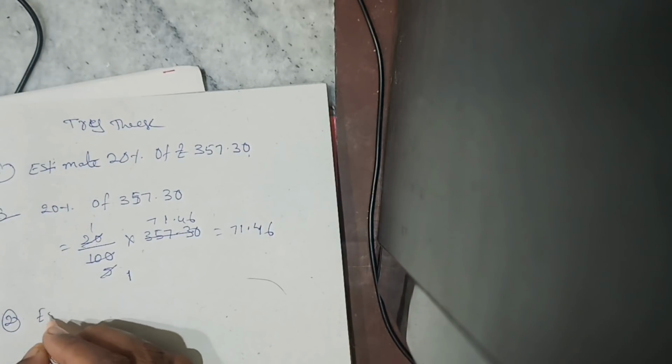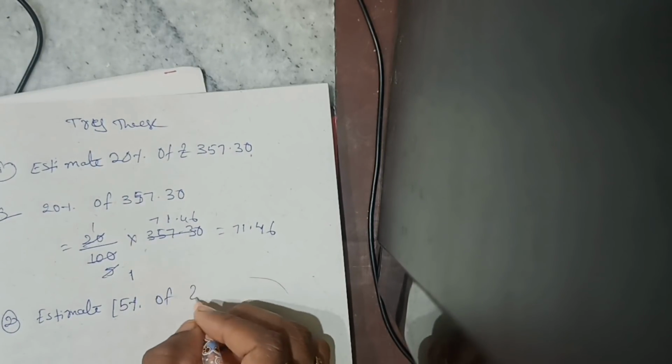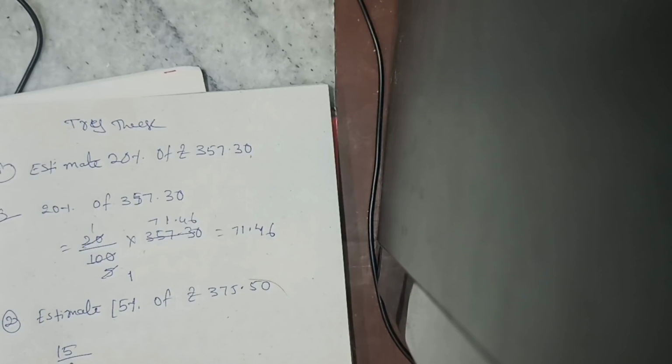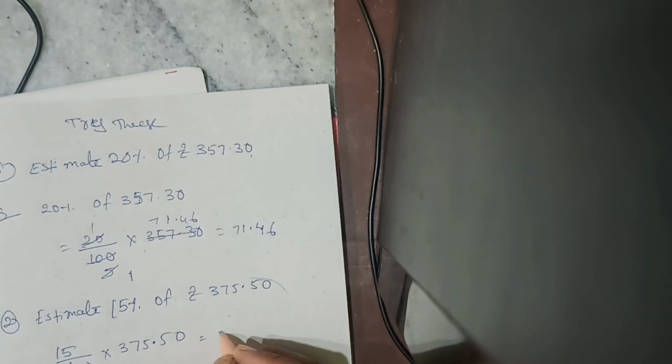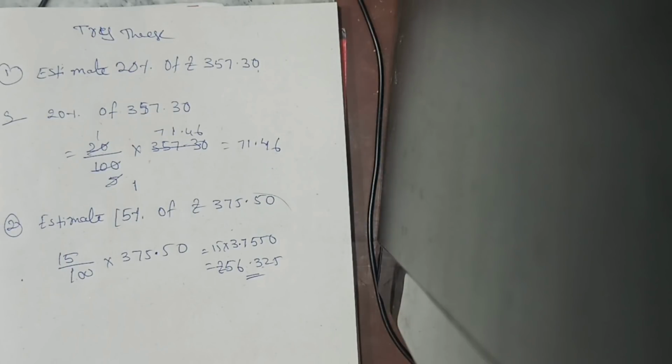Second one here: estimate 15% of rupees 375.50. So 15% is 15 by 100 into 375.50. Cancelling the hundreds, the point will move to the front. That is equal to 15 into 3.7550. Point moves to front. So after multiplication, 56.325 rupees.